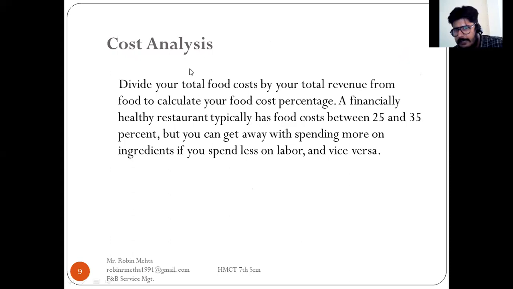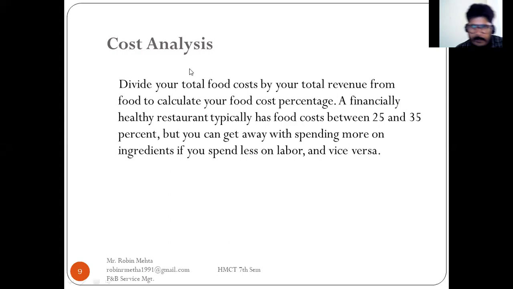Next is your cost analysis. Divide your total food cost by your total revenue from food to calculate your food cost percentage. A healthy restaurant typically has a food cost between 25 and 35%, but you can get away with spending more on ingredients if you spend less on labor, and vice versa.